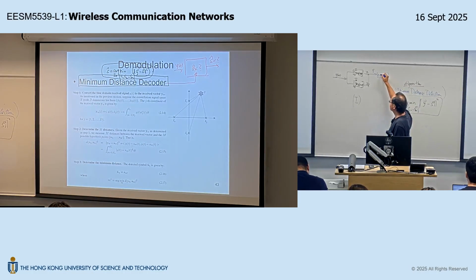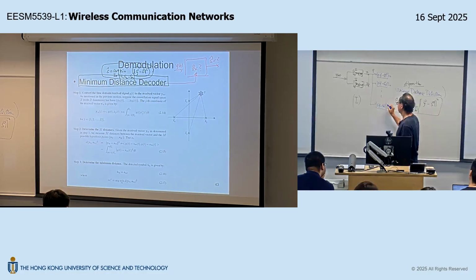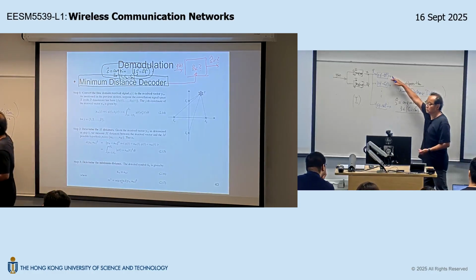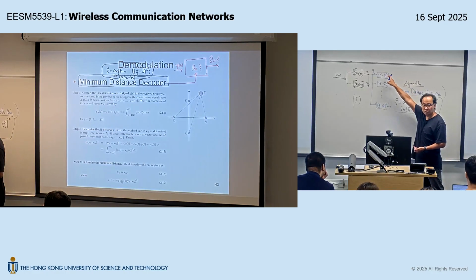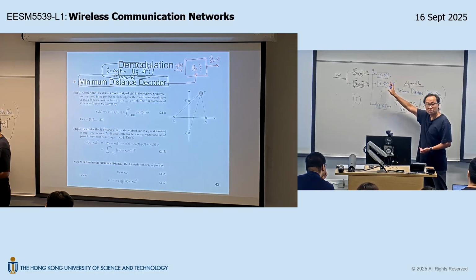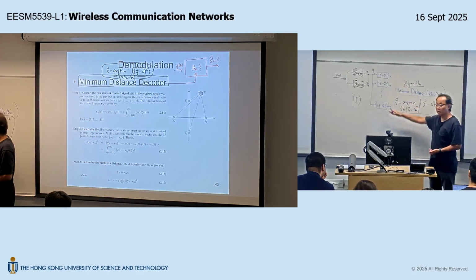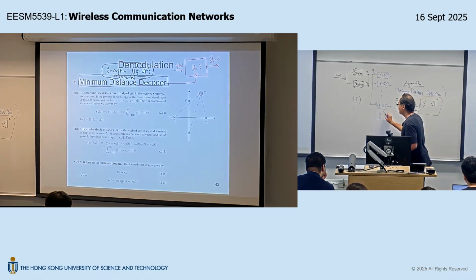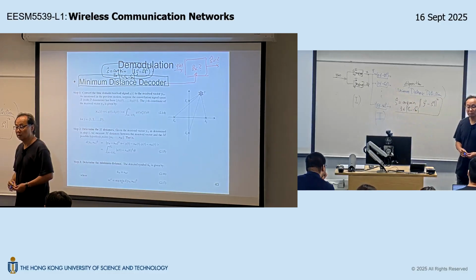So I need to compute this, and the second metric, and then the M-th metric. Is that okay? So I compute the distance of the first hypothesis to my observation, distance of the second hypothesis to my observation, and so on. Well, I compute M distances, right? That is stage 2. Stage 2 is to compute the distance metric, right?